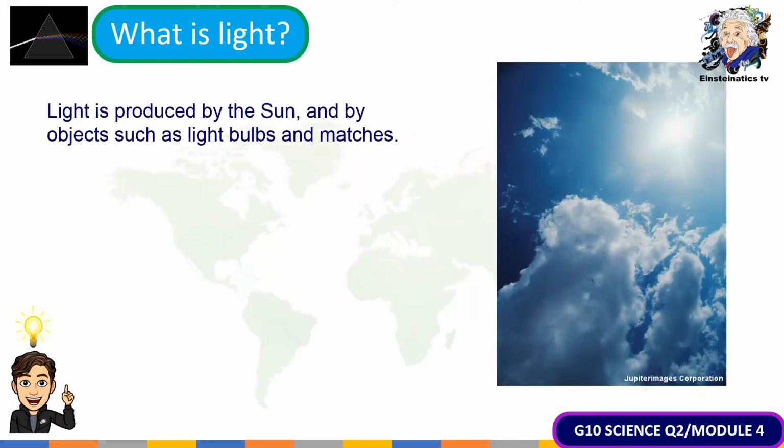To start with, let us try to identify ano nga ba yung katangian at ano nga ba yung light or liwanag. We already know that the primary source of light is the sun. And aside from the sun, we also have objects such as light bulbs and matches. Another characteristic of light is that light carries energy and travels as a wave. And you should remember that light is a part of the electromagnetic spectrum known as the visible light.